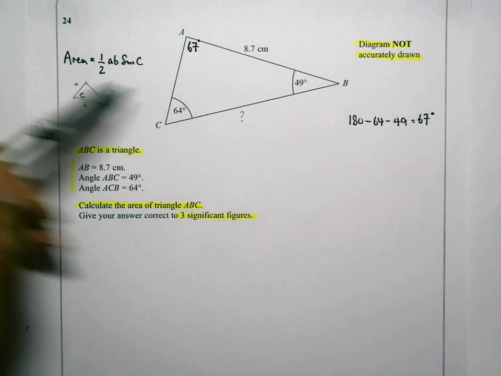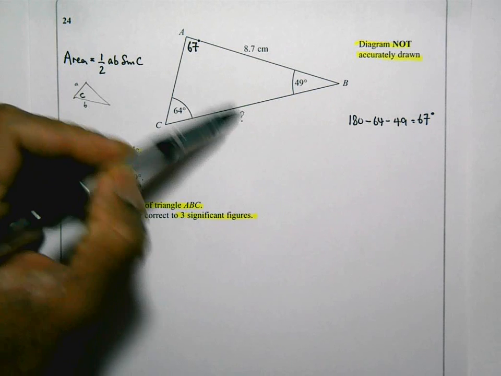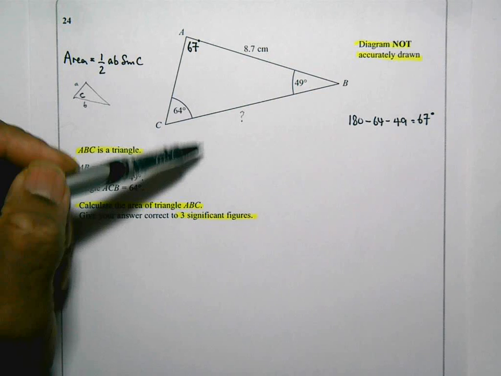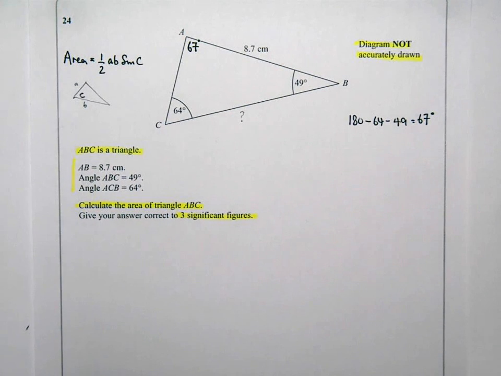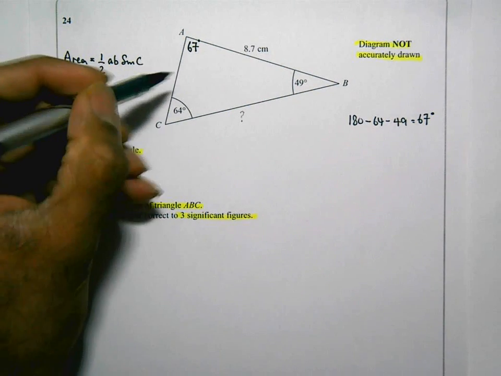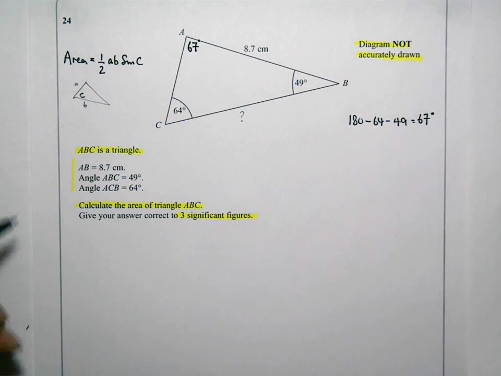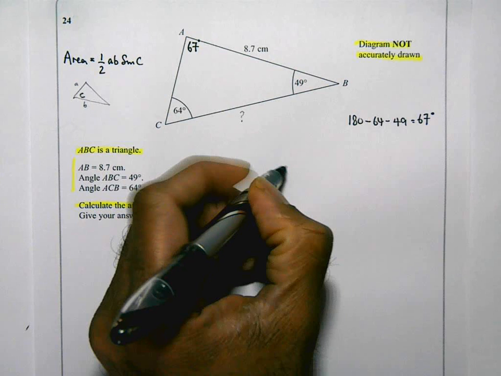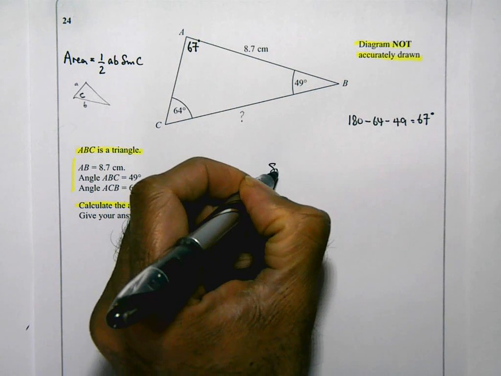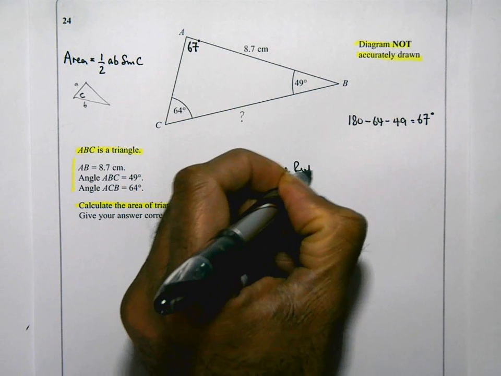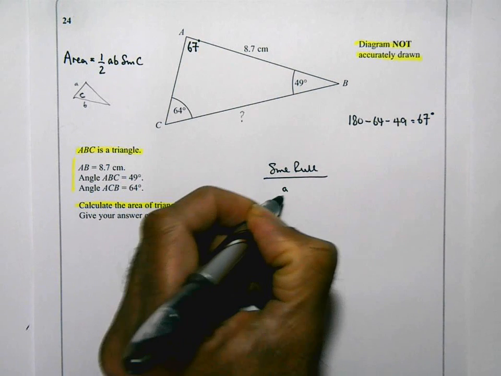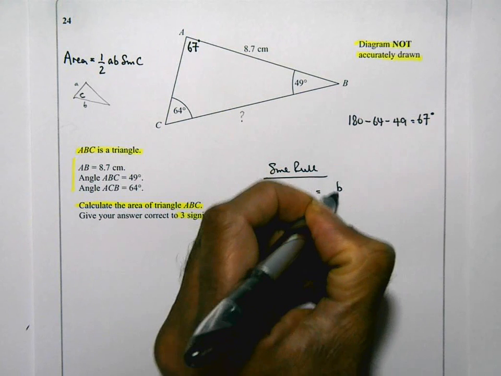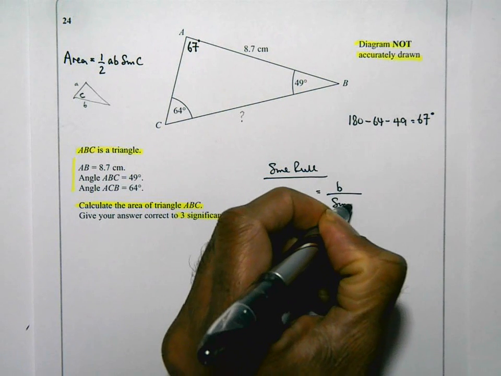So what method do I use to work out the length of this side here, BC? What I'm going to use is the sine rule. Now this rule is provided at the front of the exam paper as well, and I'm going to show my workings on this side over here. The sine rule is A over sine angle A is equal to B over sine of angle B.